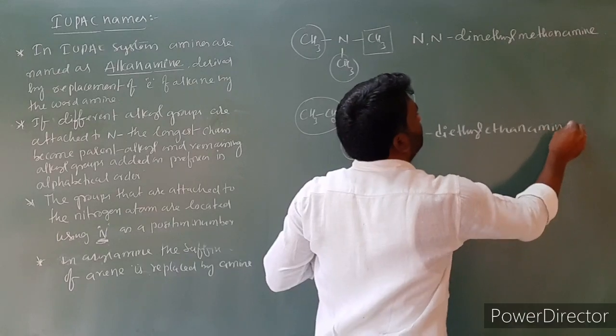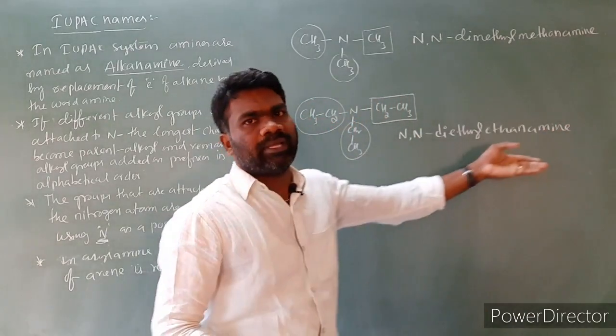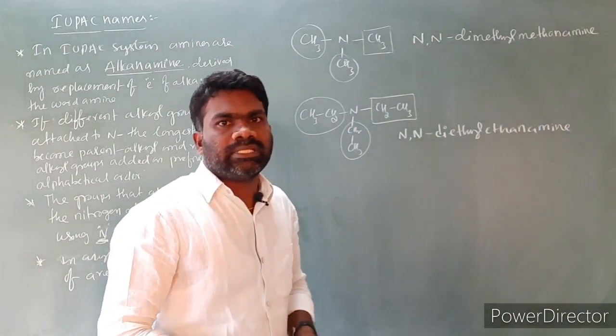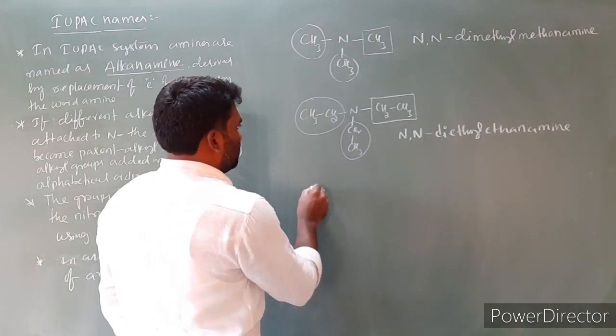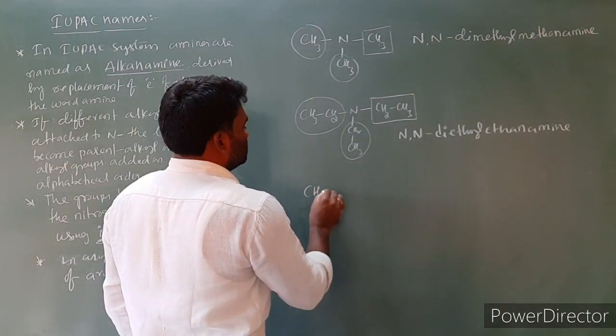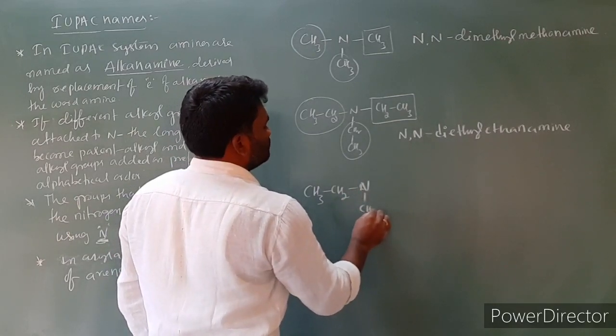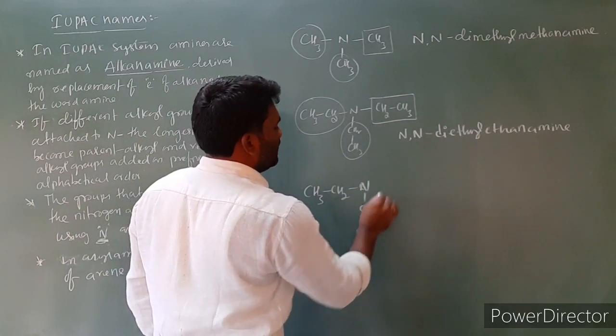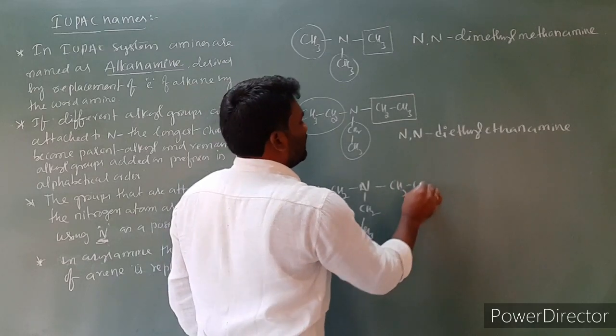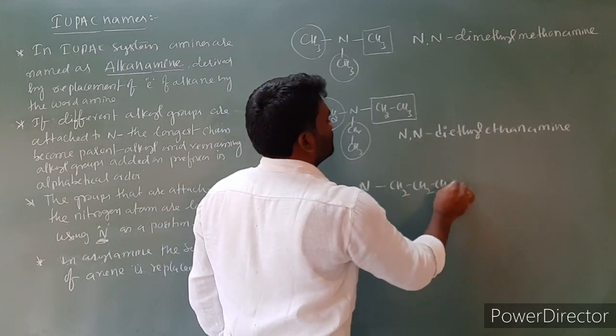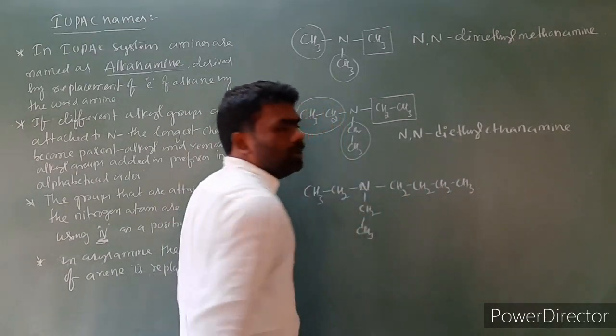Ethanamine. The E we have to remove. In the place of E we have to write amine. Ethanamine is the name of this compound. Take one more example. I am taking CH3, CH2, N, CH2, CH3, CH2, CH2, CH2, CH3.